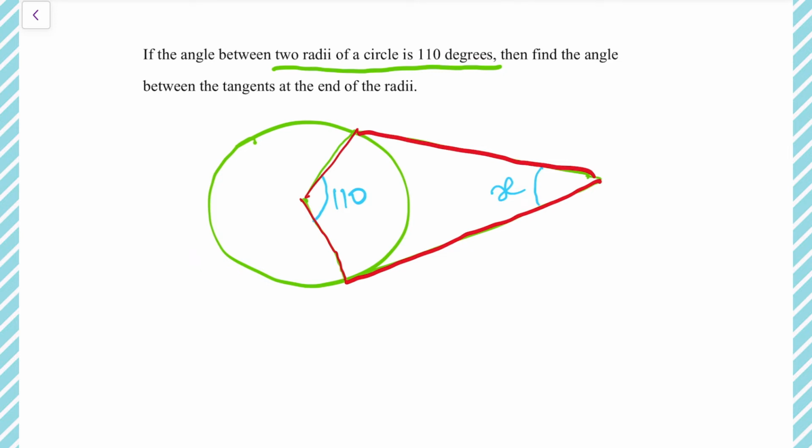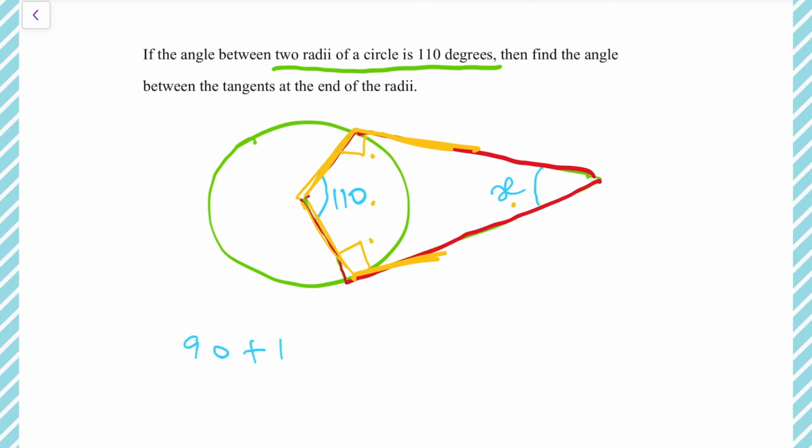Next, this is a radius. It is touching the tangent here. So this will be 90 degrees. This is a radius. It is touching the tangent here. So this will be 90 degrees. So this is 90 degrees, this is 110 degrees, this is 90 degrees, and this is x degrees. So that x we need to find out now.